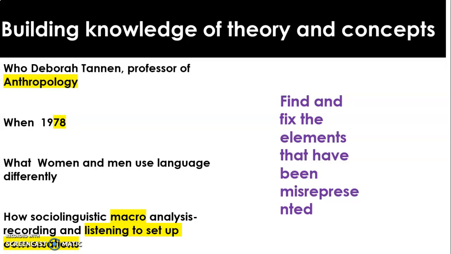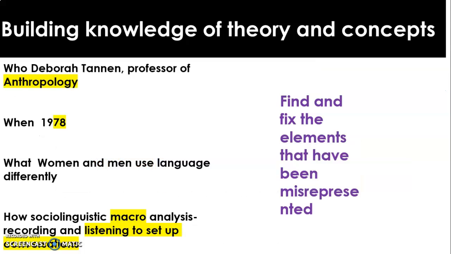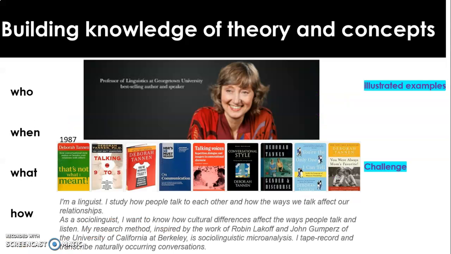So both our theorists here are using similar methods. Okay, Goodwin was slightly different. Goodwin was recording and transcribing conversations, but Tannen and Lakoff were looking at adults. Goodwin was recording children. So what we're going to also look at today is this side of our knowledge, where we need to go from that general reference. So this side, who, when, what, how, represents a general reference. We want to be able to look at illustrated examples in a bit more detail today and to offer a line of challenge.